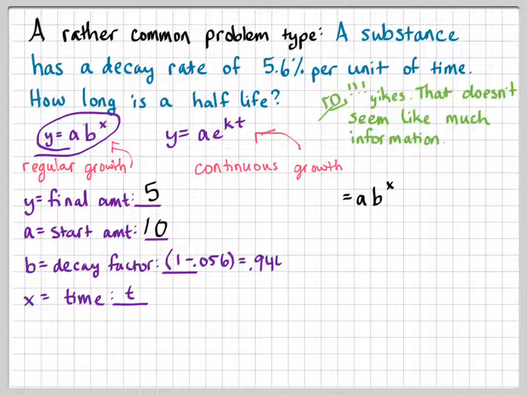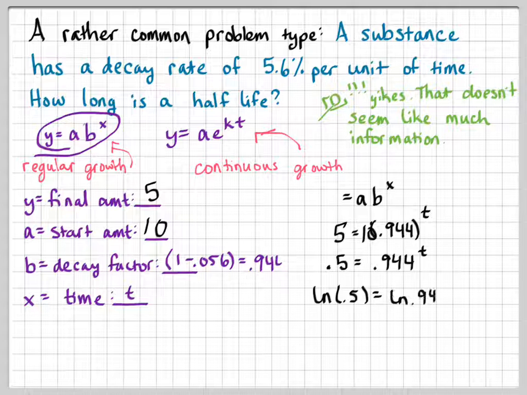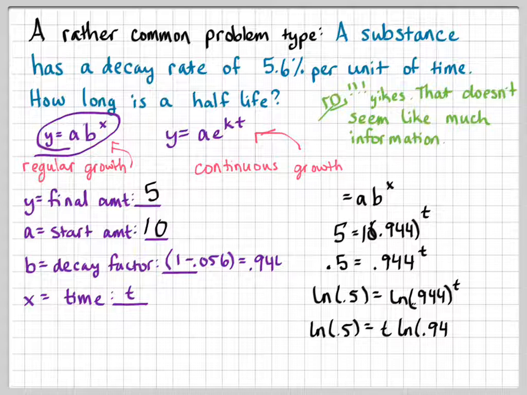I have 5 units left at the end, and I'm going to multiply that by 0.944 and raise it to the t power. Now how do I solve this? Well, the first thing I need to do is divide both sides by 10 to get my exponential phrase by itself. Then I can take the natural log of both sides, or the regular log of both sides. Now what can I do? My variable is still in the exponent, but because I now have logs on both sides, I can use my properties of logs to get that variable down. My last step is to divide by the log of 0.944, and the problem is complete at this point.